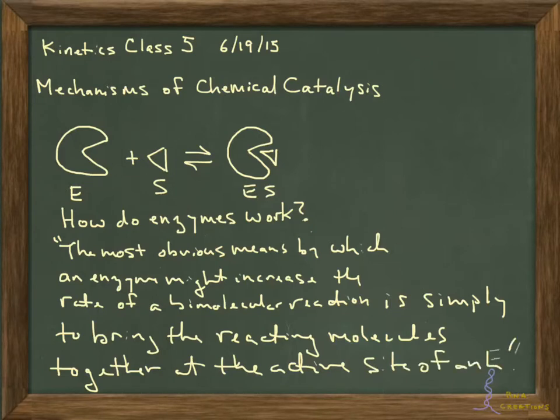Okay, so that's chapter 1, paragraph 1. And that's what he says. The most obvious means by which an enzyme might increase the rate of a bimolecular reaction is simply to bring the reacting molecules together at the active site of the enzyme. And so we'll talk about that. And he calls this mechanism right here approximation.